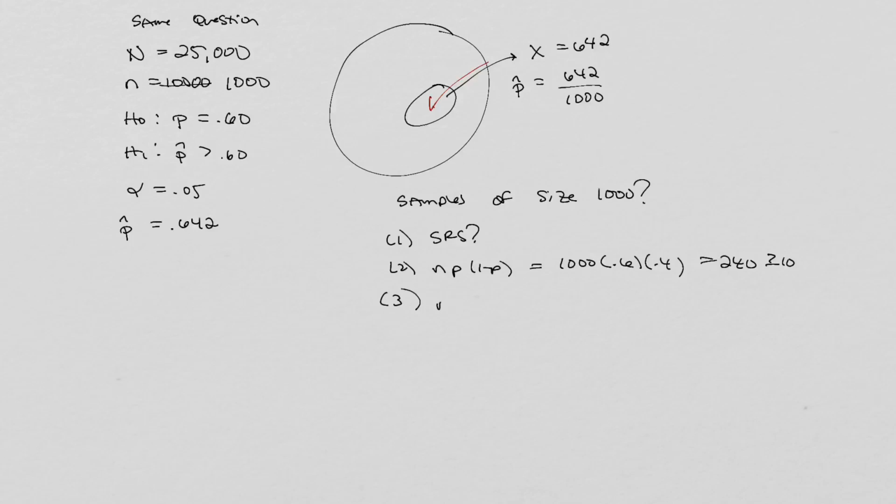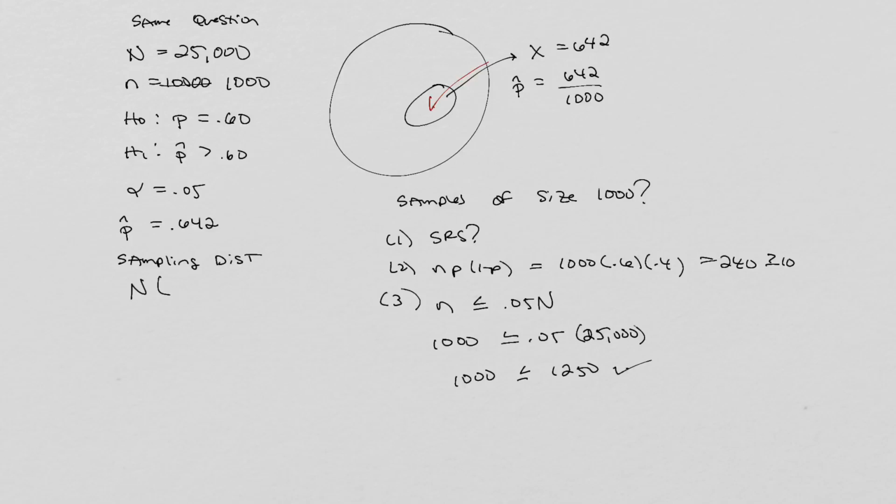And the third one is, is the size of the sample less than or equal to 0.05 times the population size? So here, the size of the sample is 1,000. 0.05 times 25,000. If you multiply that, you get 1,250. Is 1,000 less than or equal to that? Yes. So this tells me that the sampling distribution, the distribution of all these samples, is approximately normal. The mean is what we're assuming, 0.60.